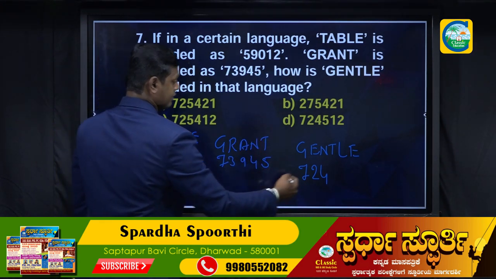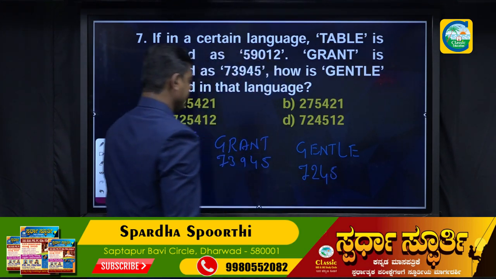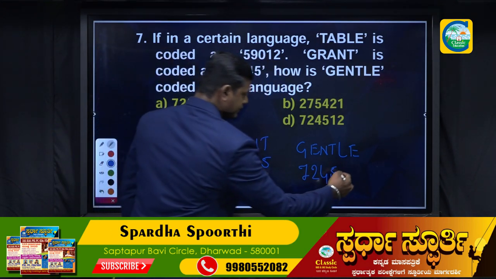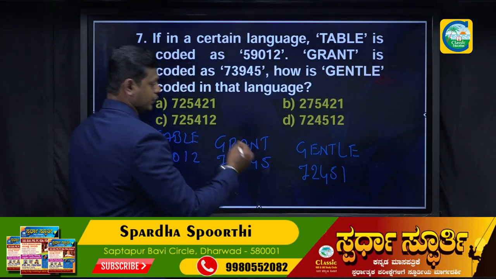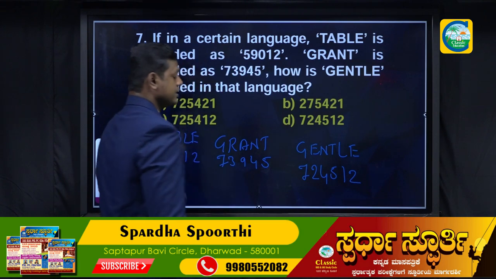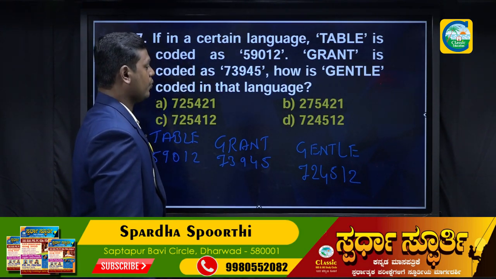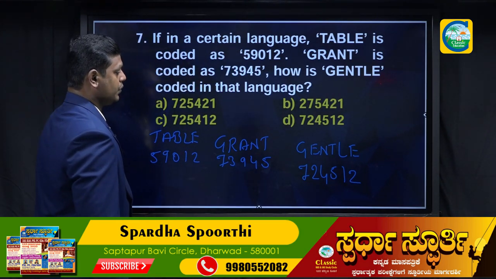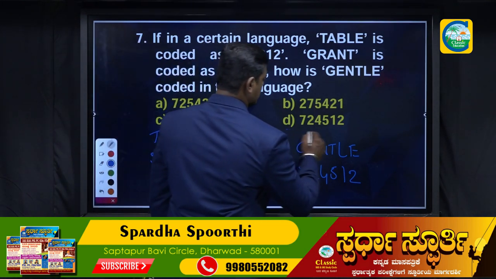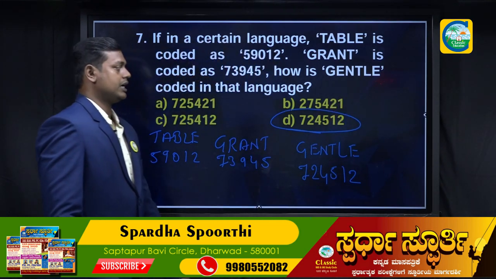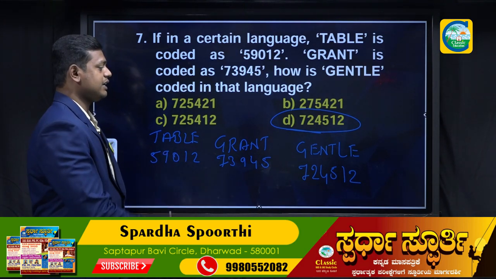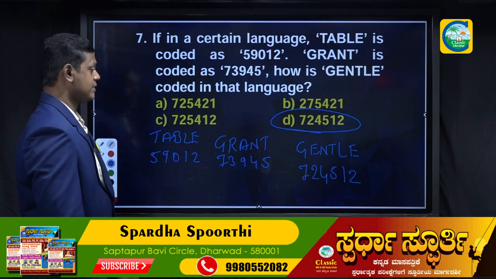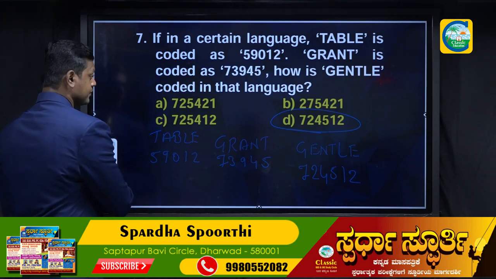So T is 5, we are taking it as 5. L is 1, only one L is there, here it is. Then again they asked E is 2. So answer is 724512. Option number D. D is the right option, friends. So on the basis of this, we can easily find out the answer like this. Okay, friends. So we'll see the next question now.